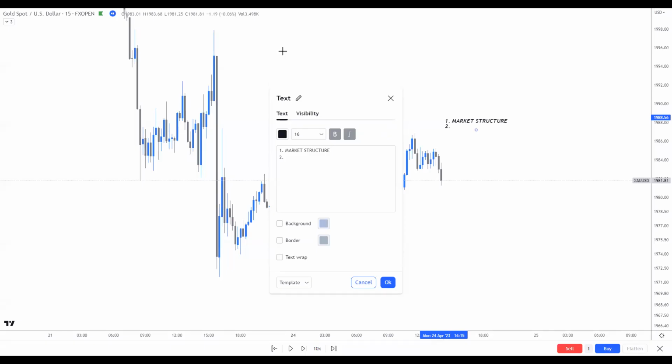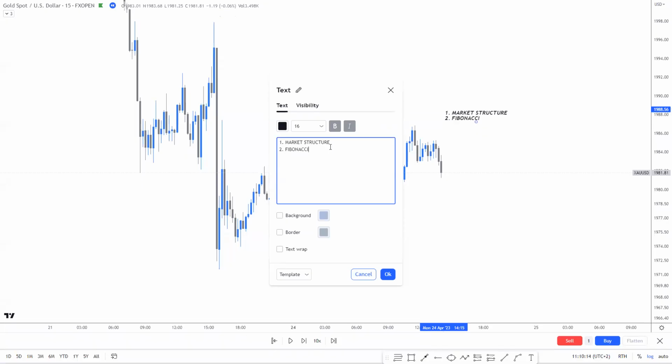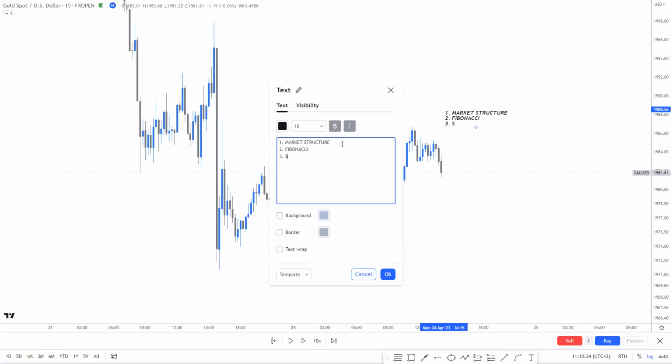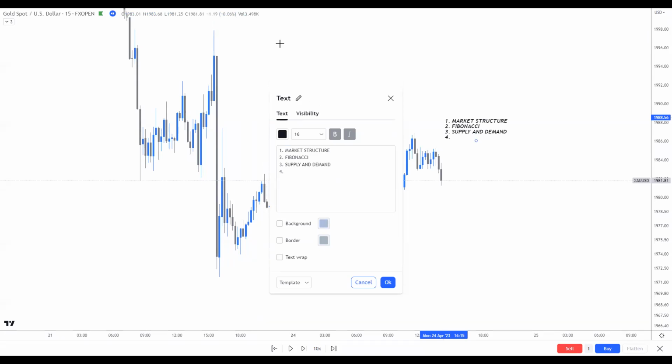Okay, exactly. I see all of you are learning. Well done. Fibonacci, third confluence. Supply and demand, some say liquidity, it's not liquidity. Supply and demand, well done. Fourth confluence. Liquidity, well done.